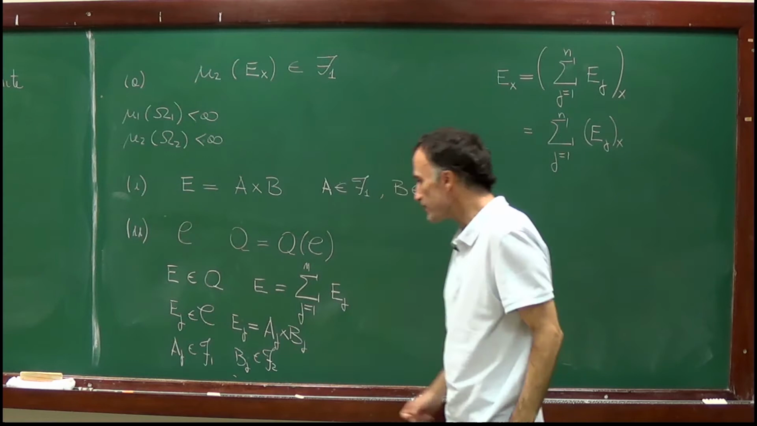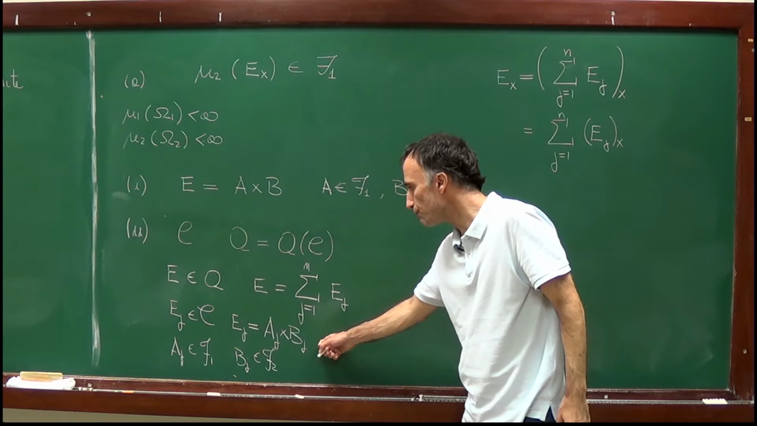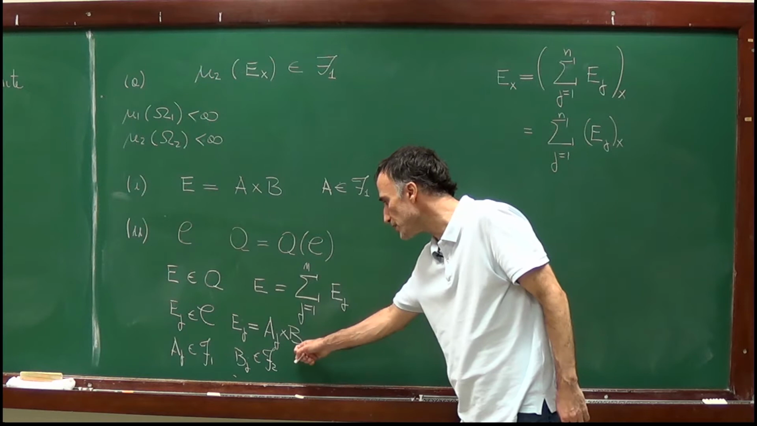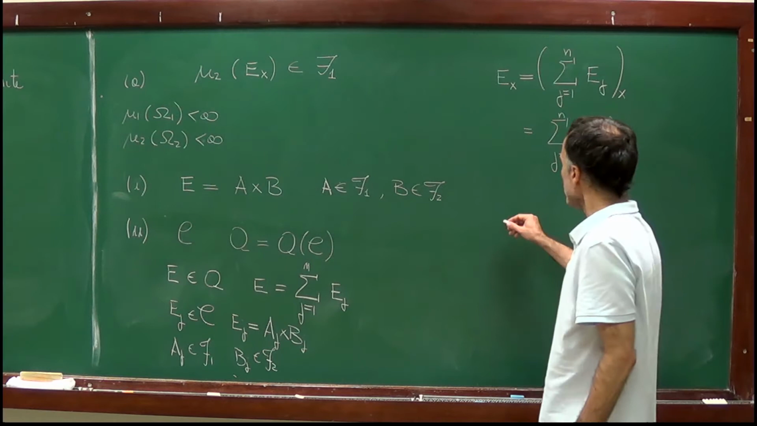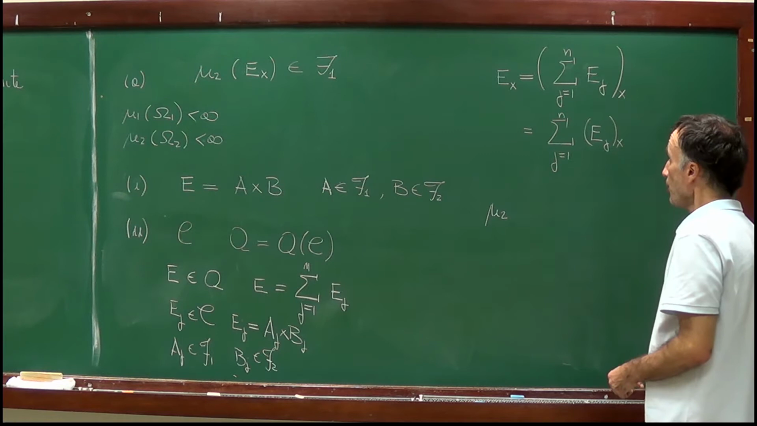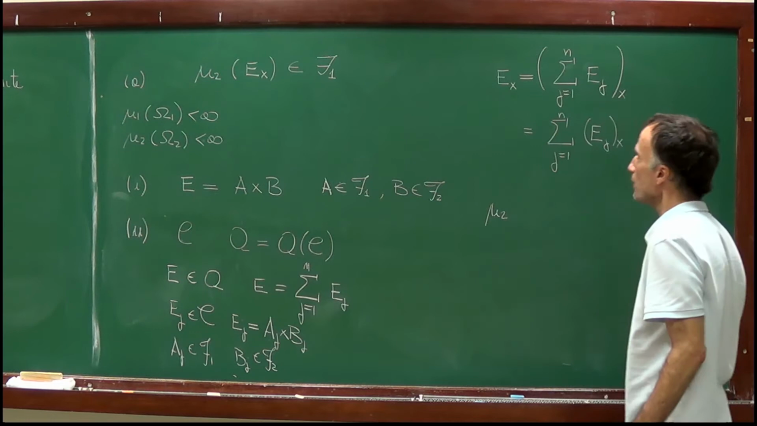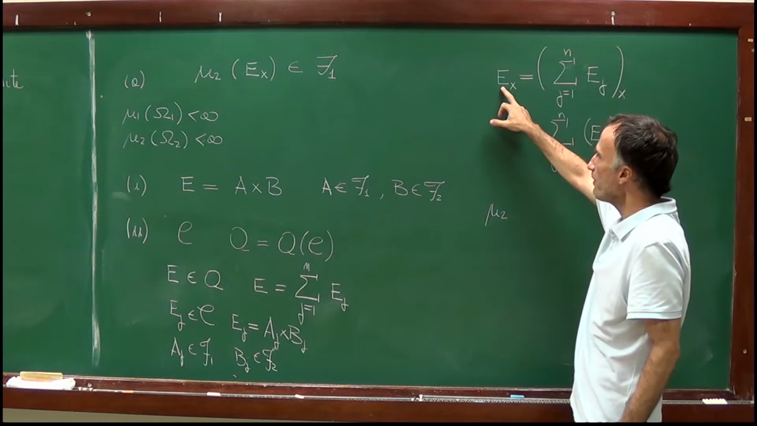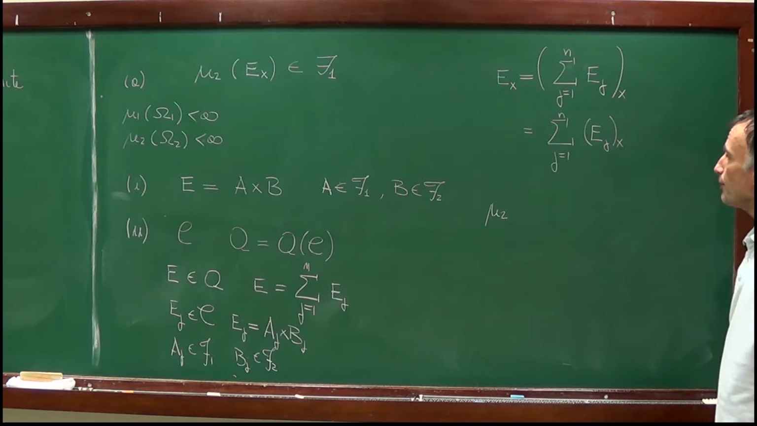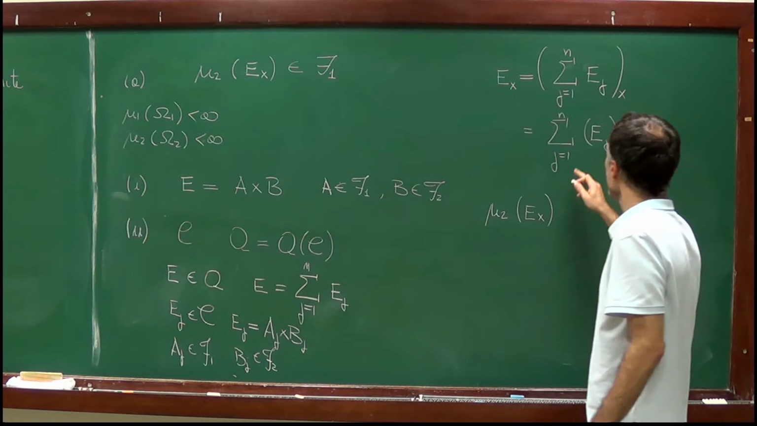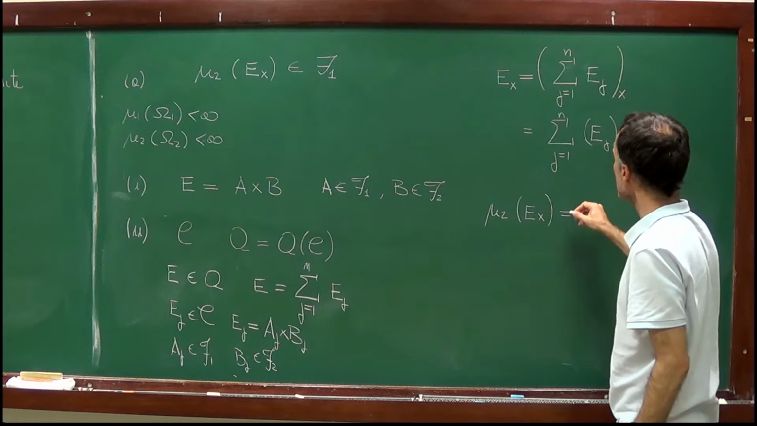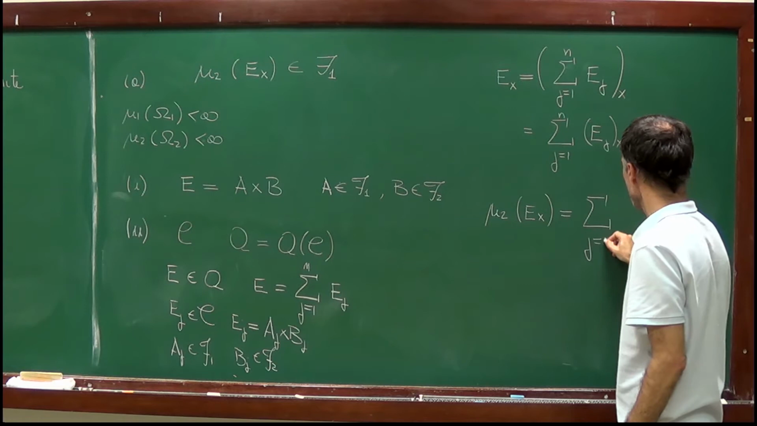And for the set Ej, we know already what is the x section of Ej. It will be Bj if x belongs to Aj, and it will be the empty set if x doesn't belong to Aj. But what I'm really interested in is the mu2 measure. We know that this set belongs to F2, I'm sorry. We already proved that for any set in the product algebra, if I take the section, it is a measurable set. So I can take mu2 of Ex. Mu2 of Ex is given by this finite disjoint union. So this is mu2 of this disjoint union, which is equal to the sum of mu2 of Ejx.